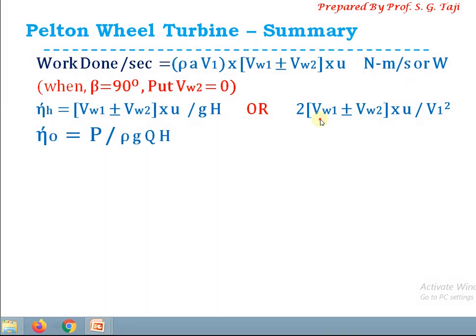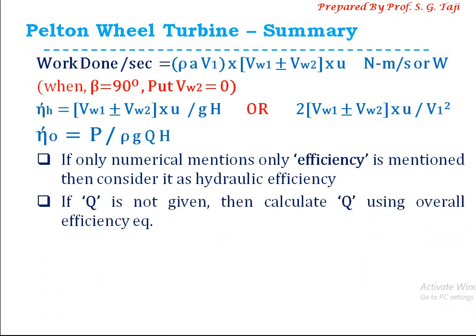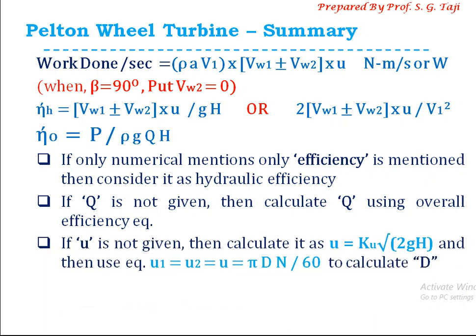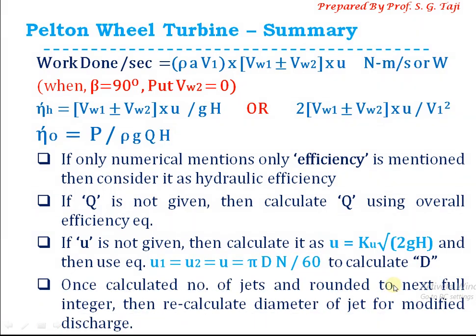Again, we have discussed some thumb rules in the previous video lecture, so remember those. If efficiency is given, consider it as hydraulic efficiency. If Q is not given, calculate it using the overall efficiency equation or power equation. If U is not given, then calculate it using U equal to Ku under root of twice gH, and then use this equation to compute the value of D. And the last one, once you calculate the number of jets, round it to the next full integer, then recalculate the diameter of the jet for the modified discharge.